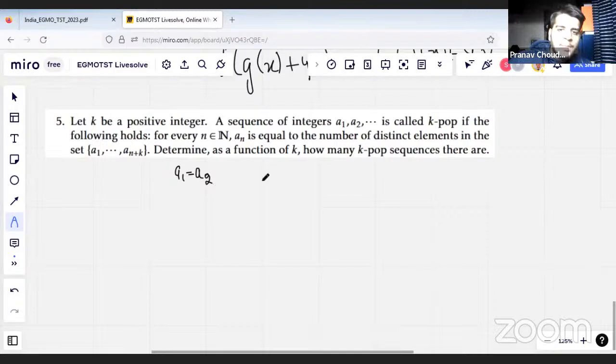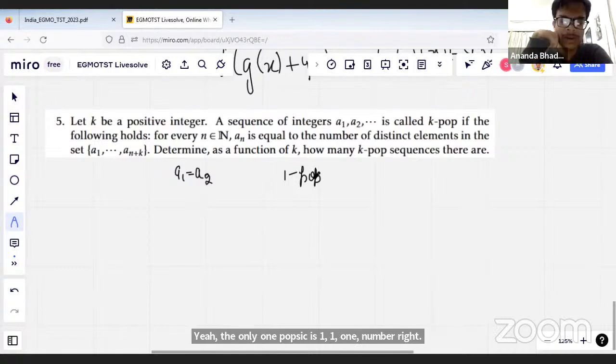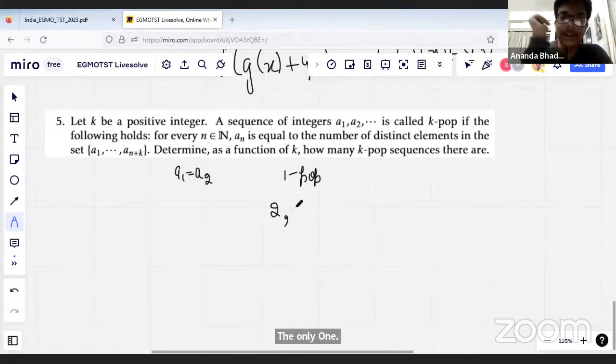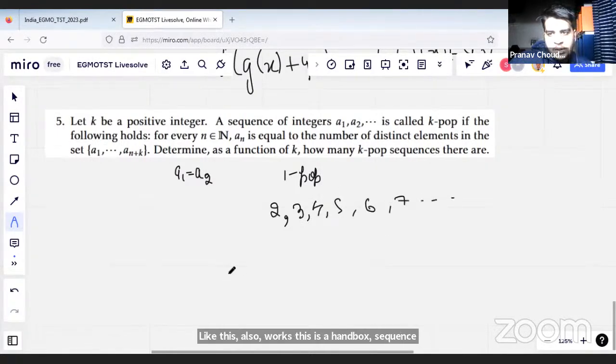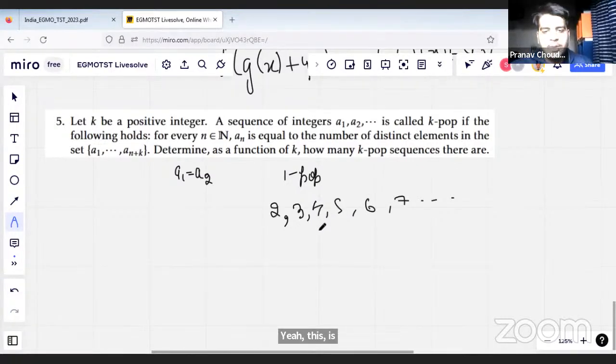Yeah, the only one-pop sequence is 1, 1, 1, 1, right? No, actually, it's possible to have something like 2, and the next one has to be something like this. This also works, this is a one-pop sequence. Take 4, say, distinct elements. Okay, there is no other one-pop sequence.